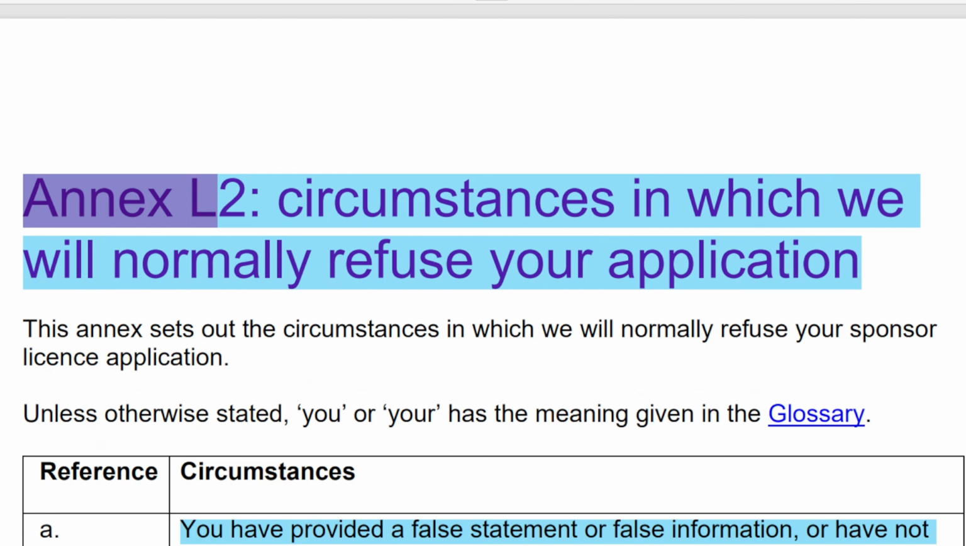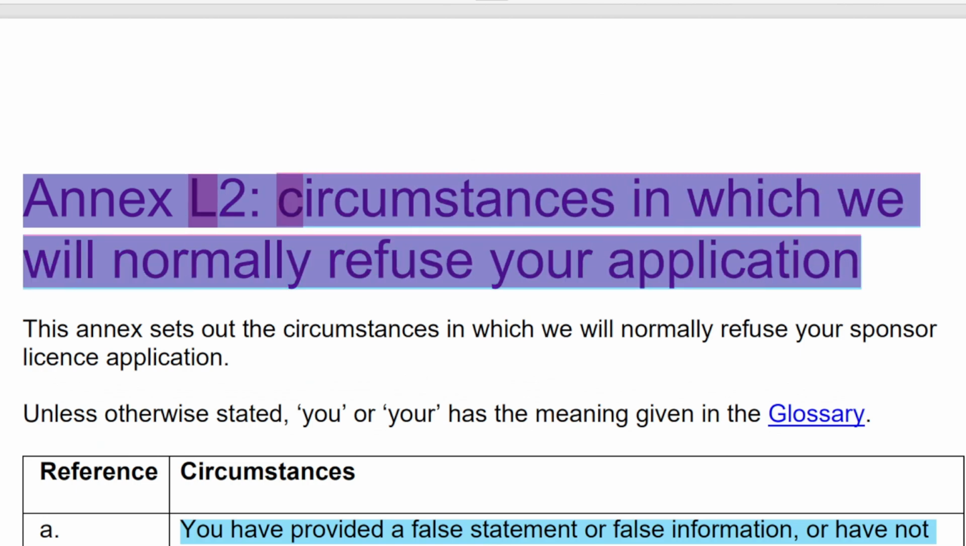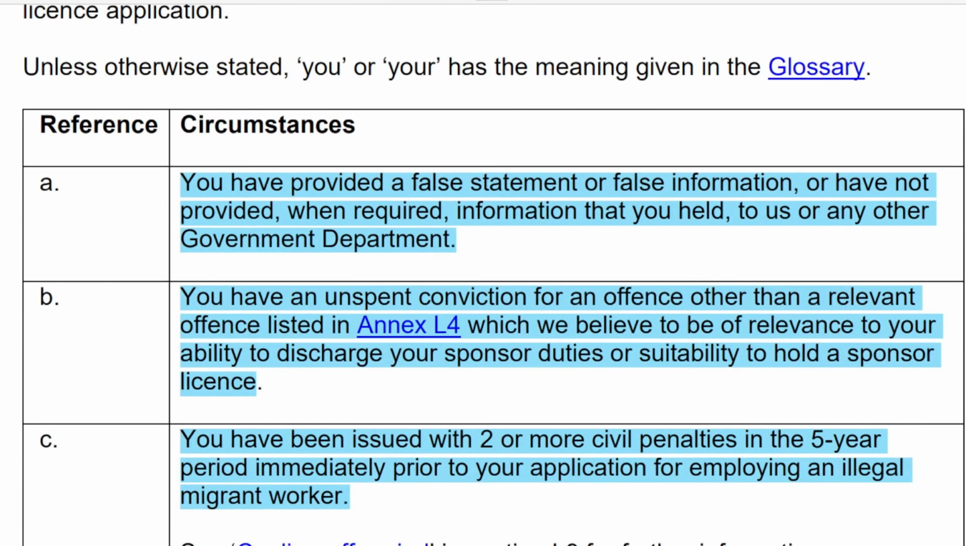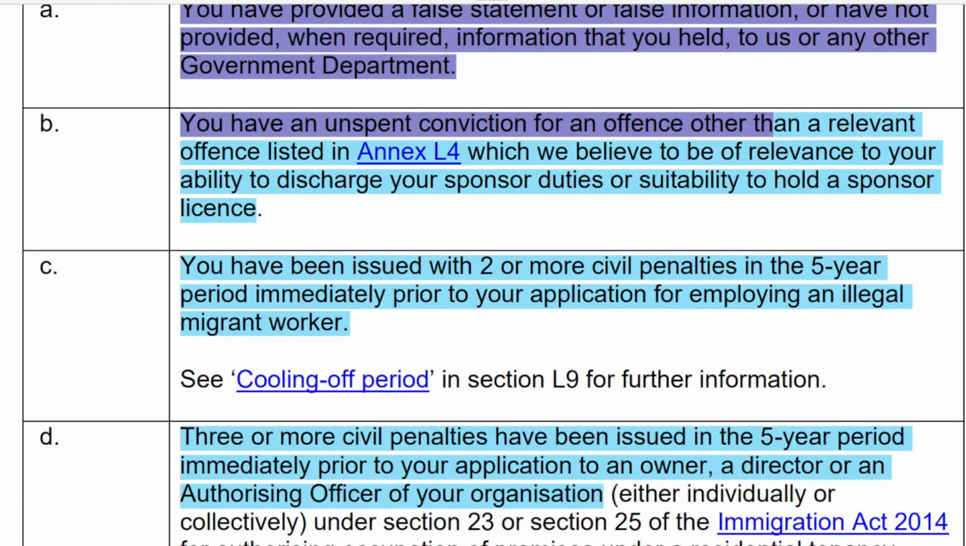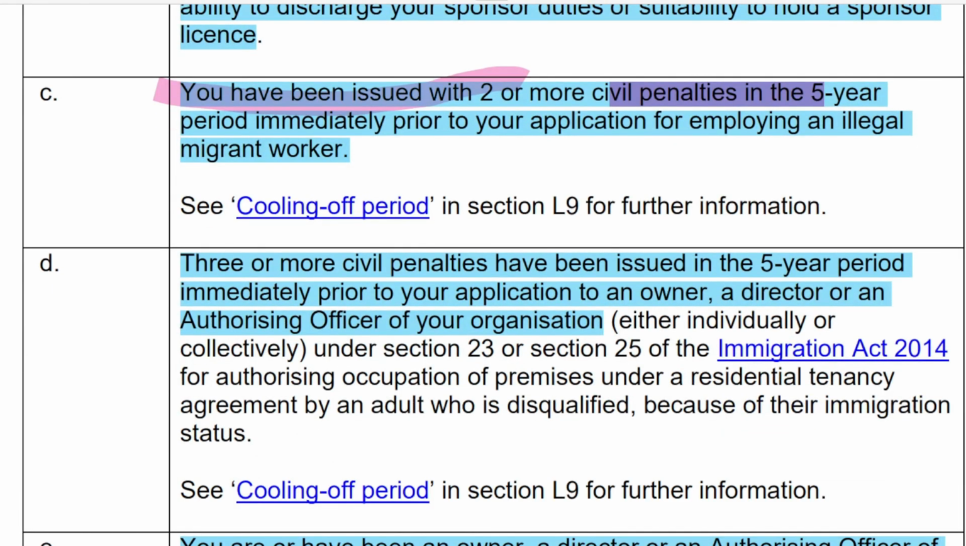Next, L2, the circumstances in which we will normally refuse your application. You have provided false statements or false information. You do not provide, when required, information that you hold for any other government department. You have unspent criminal convictions or offenses. You have been issued with 2 or more civil penalties within the 5 year period immediately prior to your application, as an owner, director, or authorizing officer of your organization.